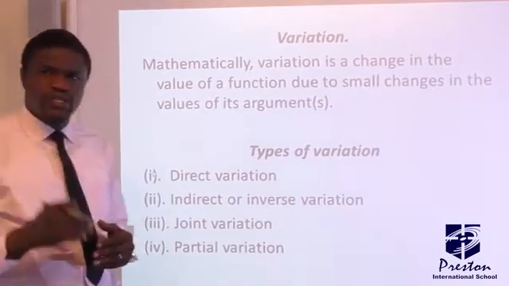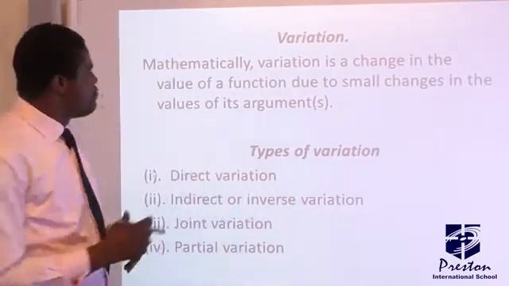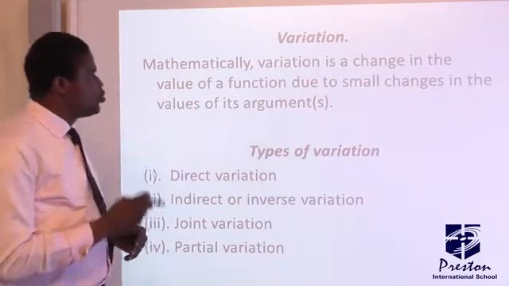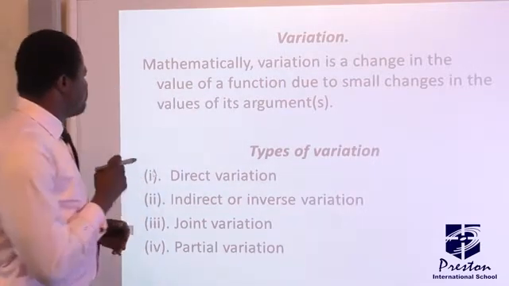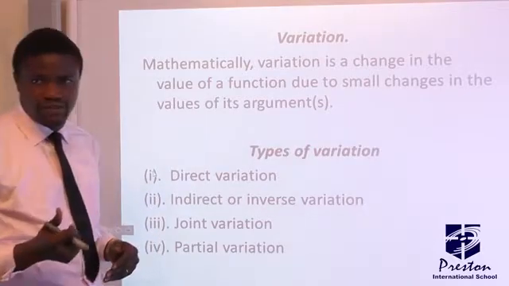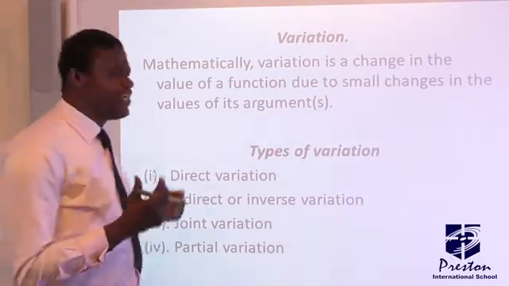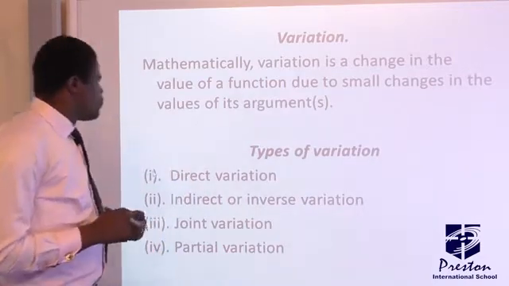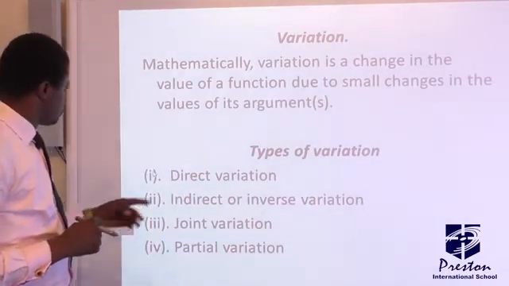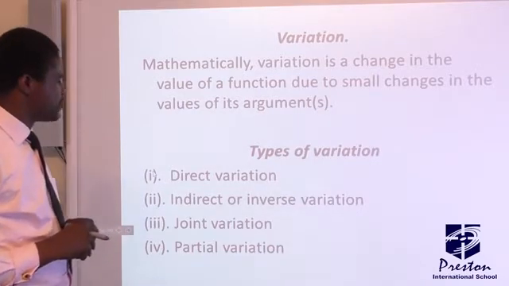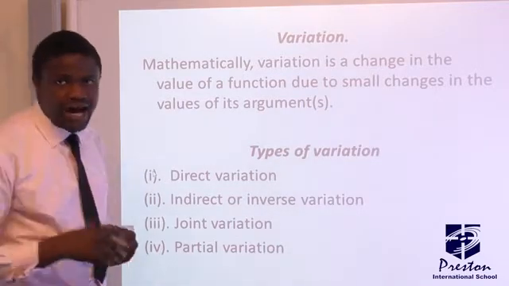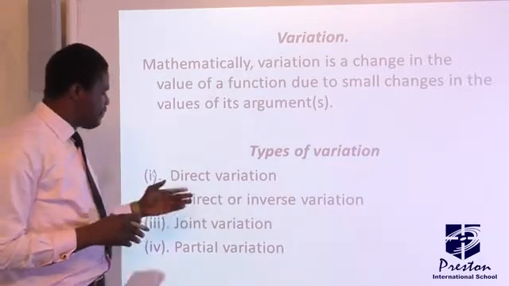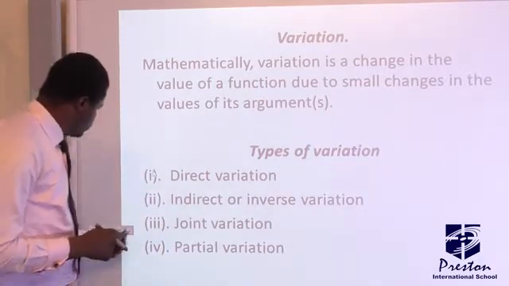Now, firstly, what do we mean by variation? Variation is a change in the value of a function due to small changes in values of its arguments. Or in very simple words, variation means slight change. Now, types of variation. We have direct variation, indirect, also known as inverse variation, joint, and partial variation.